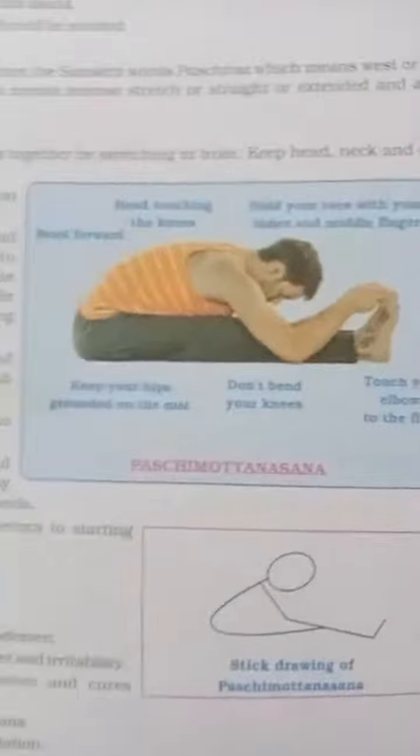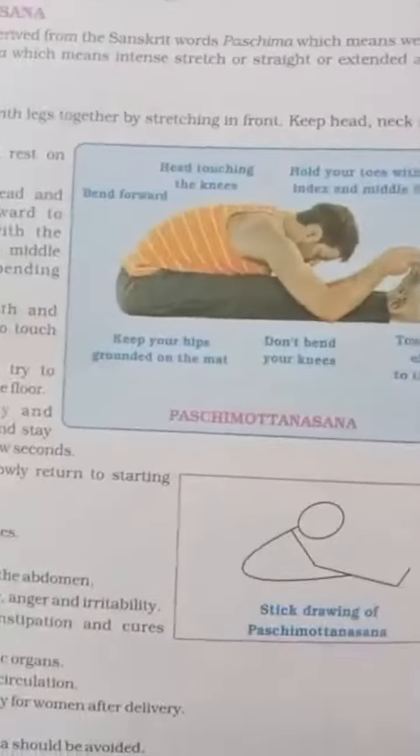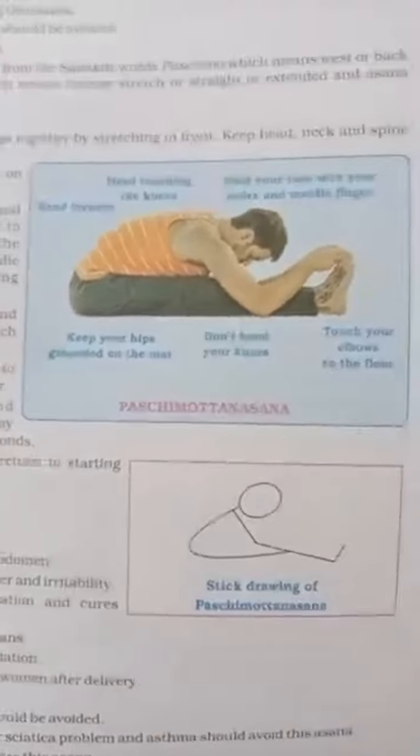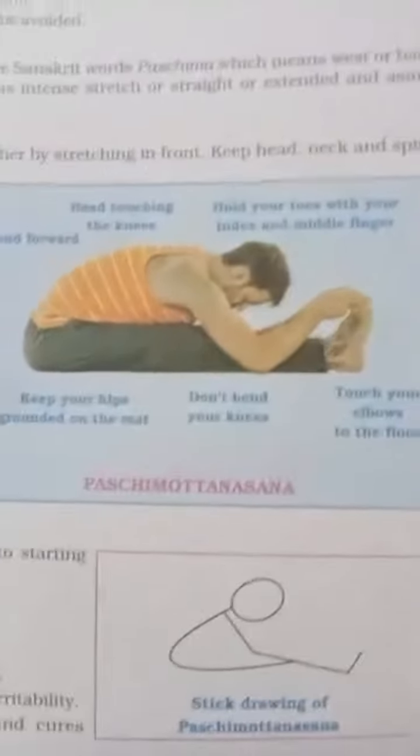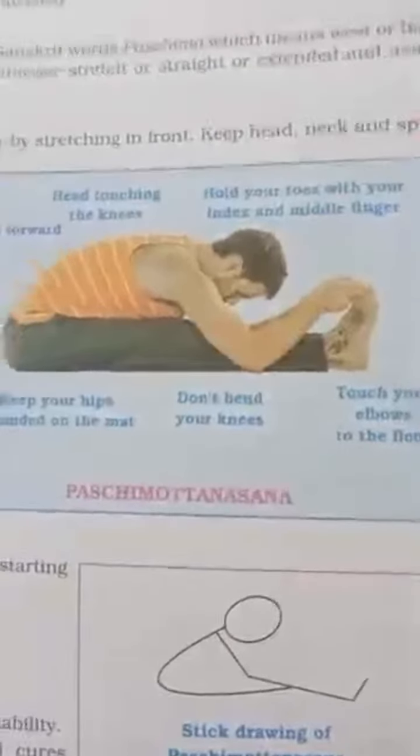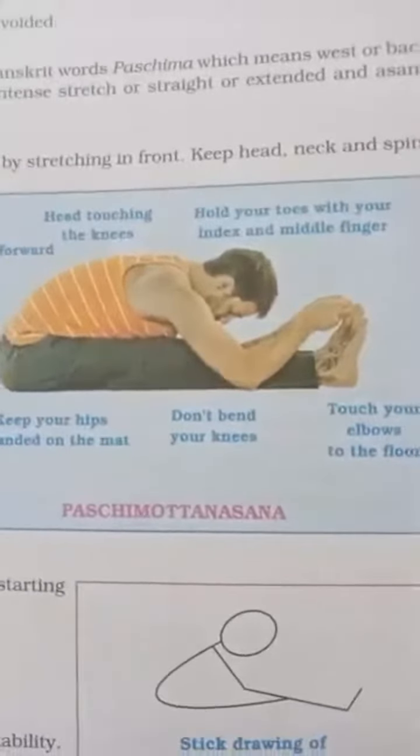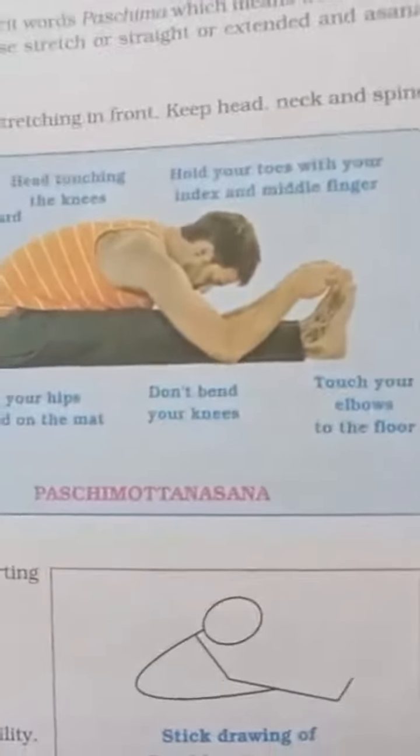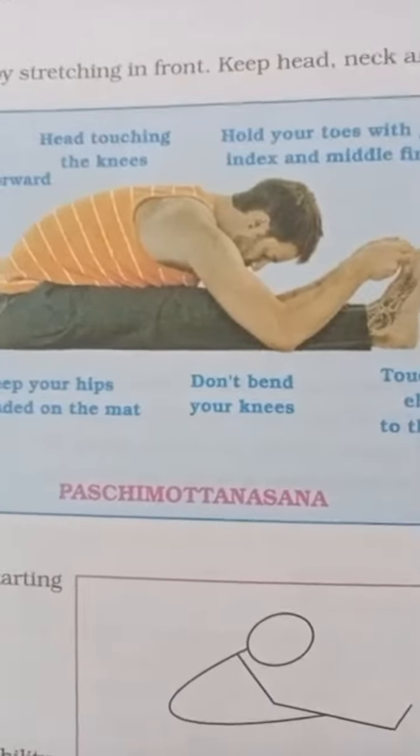Now about Paschimottanasana. This is Paschimottanasana and this is the stick drawing, right? This asana is also derived from Sanskrit words: Paschima, which means west or back of the body, and Uttana, which means intense stretch or straight or extended, and asana means posture.